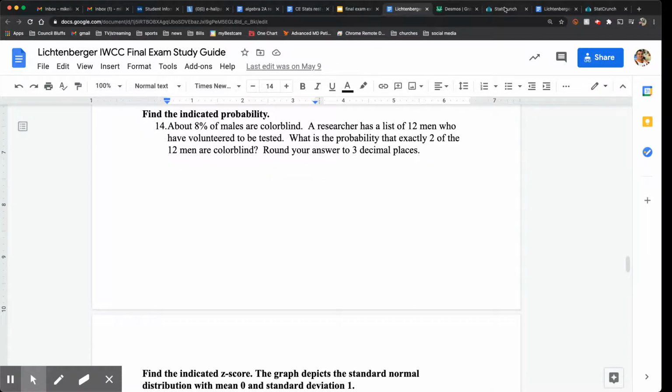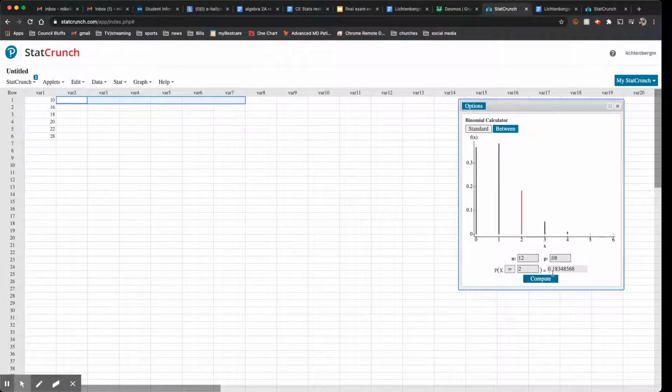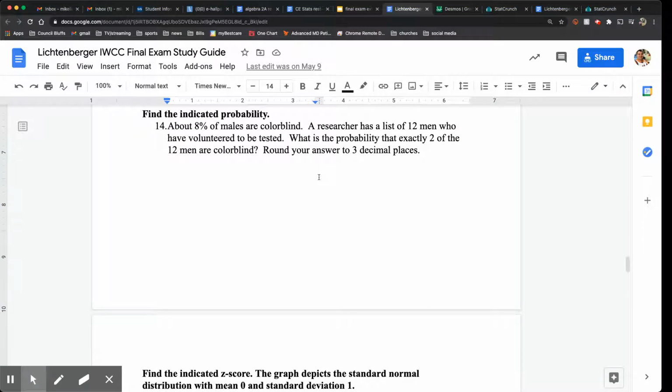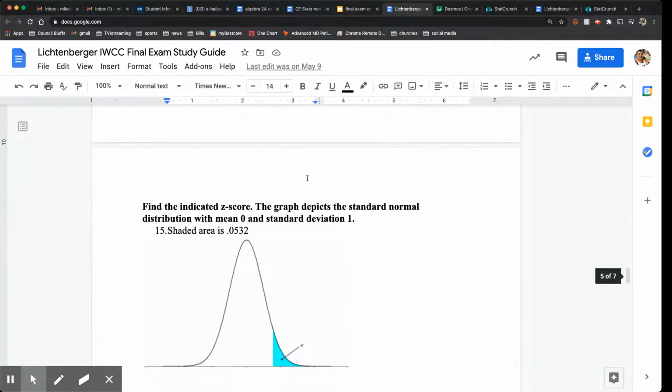So the probability that exactly 2 of the 12 are colorblind, there's our answer. Okay, round your answer to 3 decimal places, so that will be 0.183. So the answer to number 14 is 0.183.